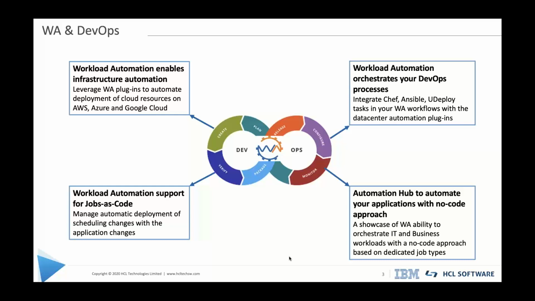Another important point is that with all the integrations we provide in the Automation Hub, basically you can automate most of your applications with a no-code approach. And why is that? Because we allow you to define dedicated job types for your applications, for which we develop the plugins. And remember, we have more than 70 available, and we are delivering new integrations every quarter.